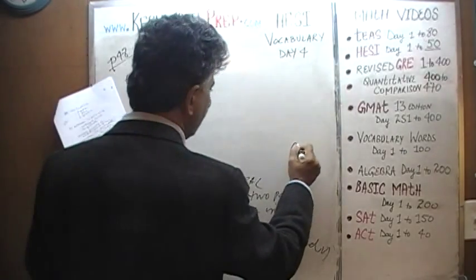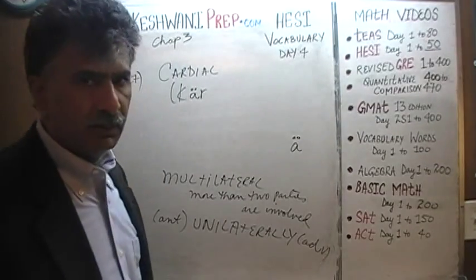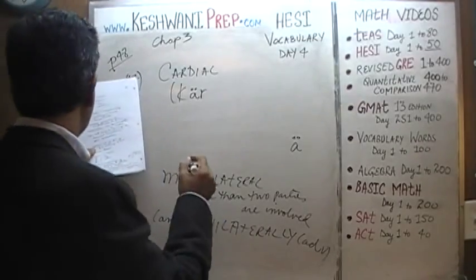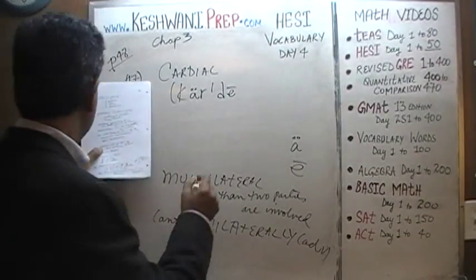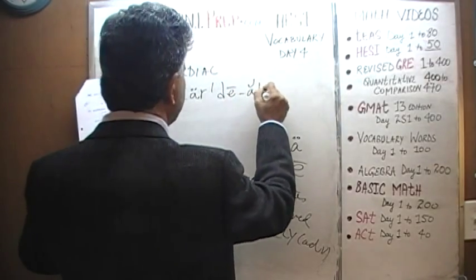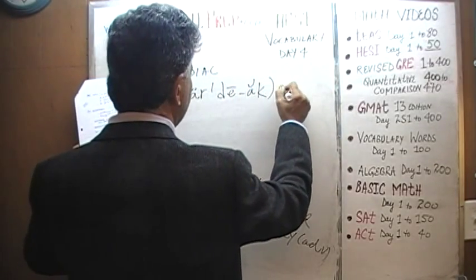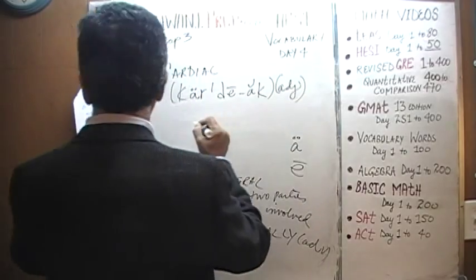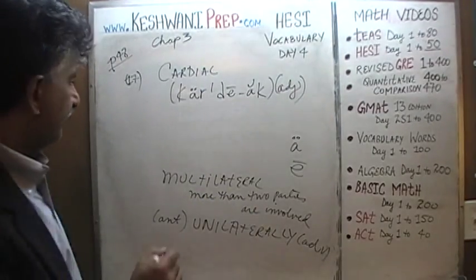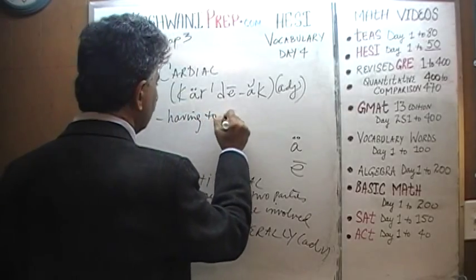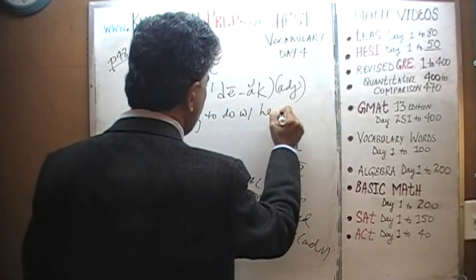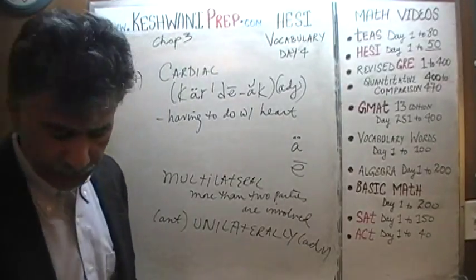Cardiac. Car, see, it has a sound in it. Cardiac. The D, as you know, has a long E sound. Cardiac. It's an adjective. What does cardiac mean? Cardiac means having to do with the heart.